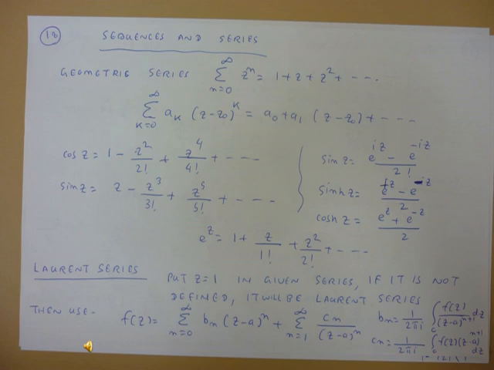And cos z can be expanded as 1 minus z squared by 2 factorial plus z power 4 by 4 factorial. Sin z can be expanded as z minus z power 3 by 3 factorial plus z power 5 by 5 factorial. So sin z equals e power iz minus e power minus iz by 2i. Cos z equals e power iz plus e power minus iz by 2. So e power z equals 1 plus z by 1 factorial plus z squared by 2 factorial.